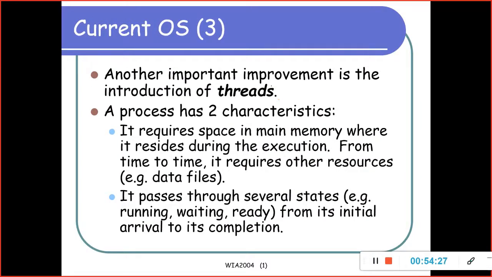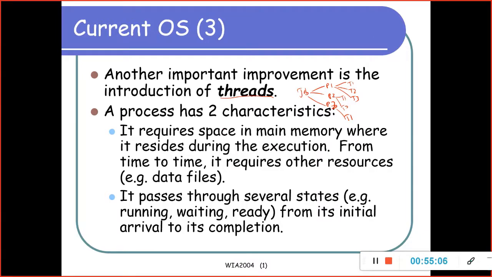So another important improvement is the introduction of threads. A thread is the smallest unit part of a process. You have a job here, and you have process one, process two, and process three. And a process, you can classify it into thread one, thread two, thread three, and so on. So a thread is just like the smallest unit between the job, process, and the threads.